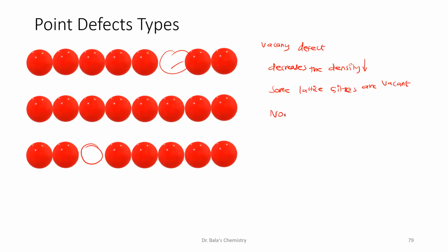Usually non-ionic crystals will form these kinds of defects. Non-ionic solids or non-ionic crystals will show these kinds of point defects. Okay, the decrease in density is there because of the vacancy of one atom or a molecule.